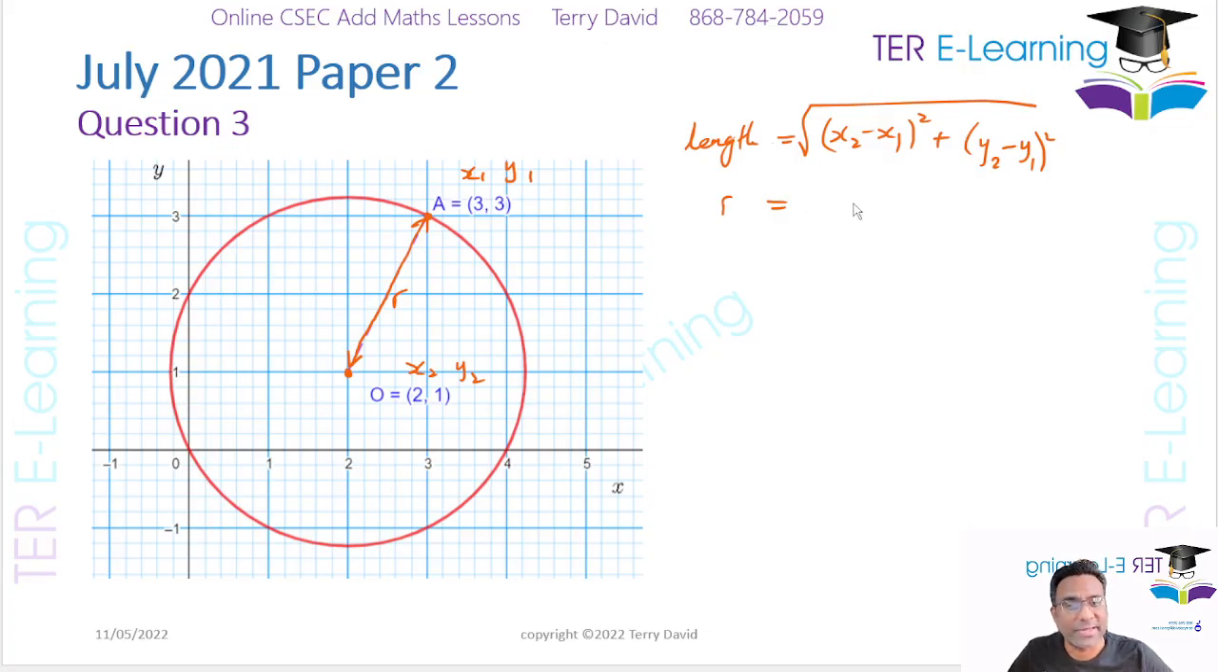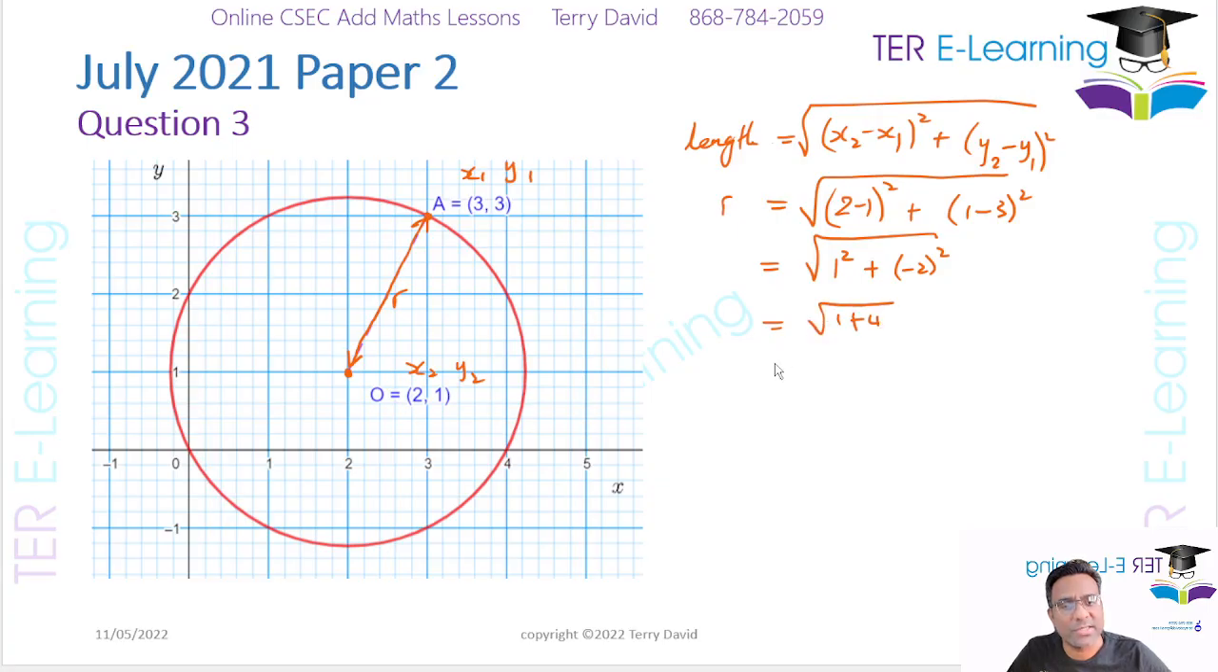So x2 minus x1 in my case is going to be 2 minus 1 squared plus 1 minus 3 squared, and you're going to find the square root of this. So 2 minus 1 is 1, so this is 1 squared, plus 1 minus 3 is minus 2 squared, square root. So 1 squared is 1, plus minus 2 by minus 2 is 4, so this is the square root of 5. So leave your answer as this. So this is my radius of my circle here.